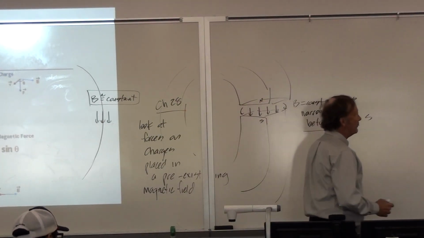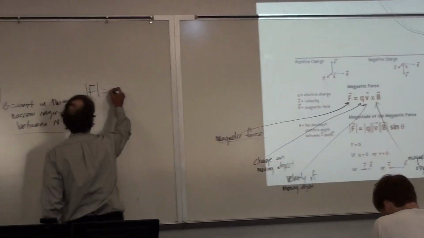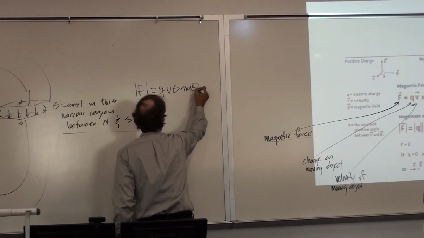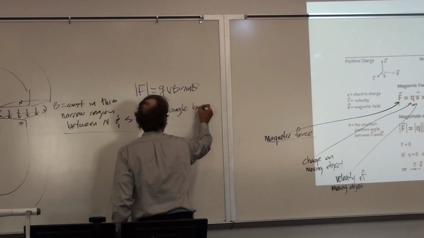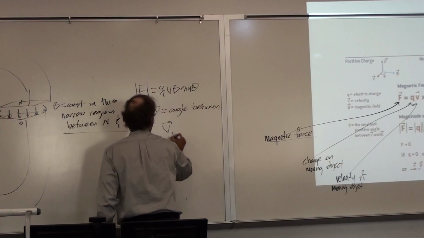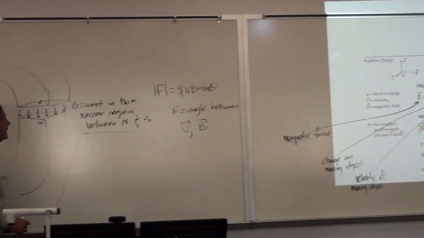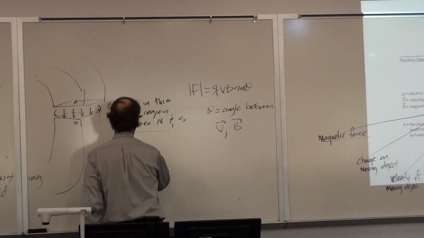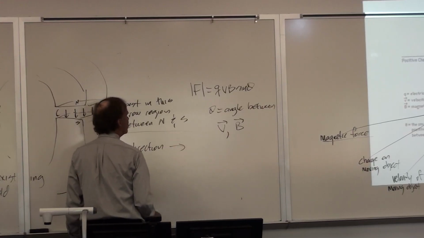And so when we have a vector cross product, the magnitude of the force is going to be QVB times the sine of theta, where theta is the angle between V and B. Okay, so that's the magnitude of the force. How do we get the direction? Well, the direction comes from the right-hand rule.